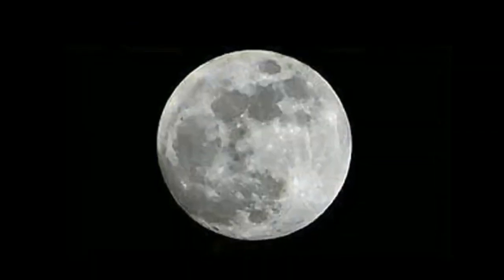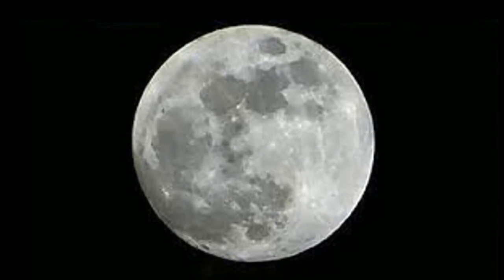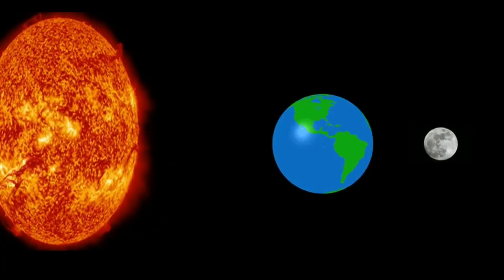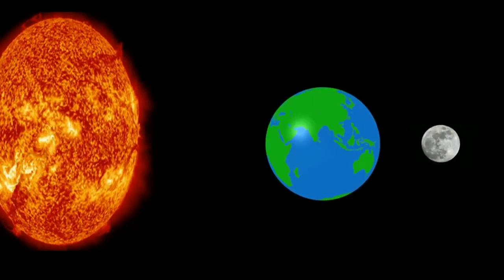Full moon. A full moon is when we can see the entire lit portion of the moon. The full moon appears when the Sun and the moon are aligned on opposite sides of the Earth.